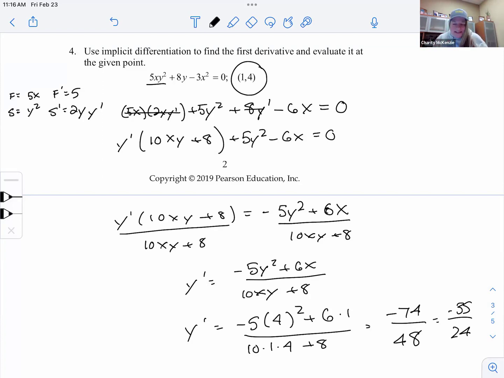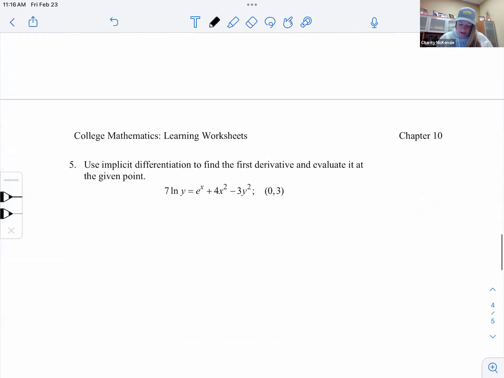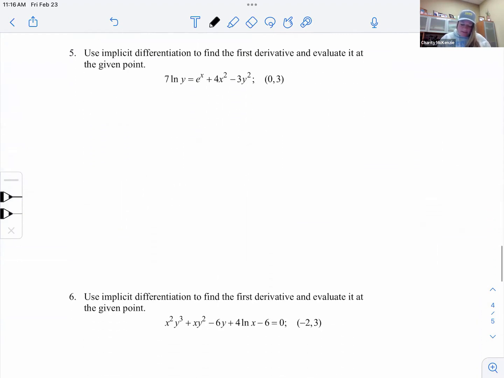Perfect. This is what we're headed to. Something harder that has more than one y prime. It has x's and it has y's where I can put values in for those. Okay, so let's look at problem 5. Okay, so we have a couple more.